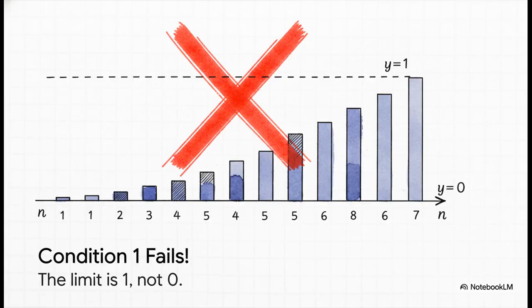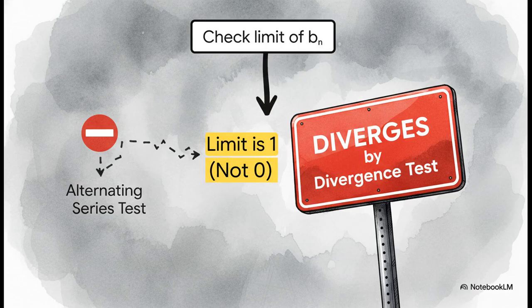Let's check condition 1. What's the limit of n over n plus 1 as n just blows up to infinity? Well, the top and bottom are growing at pretty much the same rate, so that limit is 1. Uh-oh. That is definitely not 0. We failed right out of the gate. And this is exactly what we were talking about before. Because the limit of the terms isn't 0, the series diverges. But, and this is the part you have to get right, you have to say it's by the divergence test, not the alternating series test. The AST didn't prove divergence, it just failed.